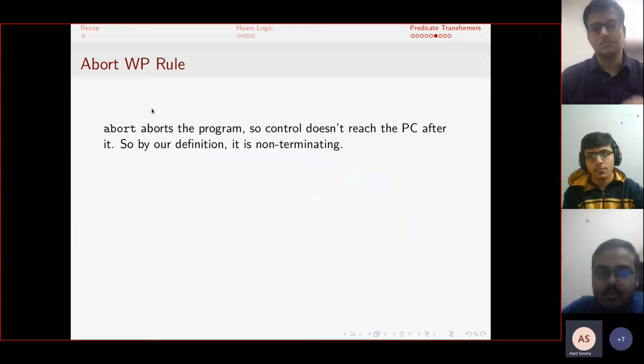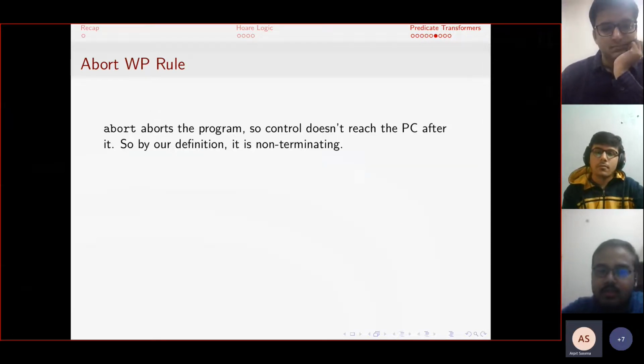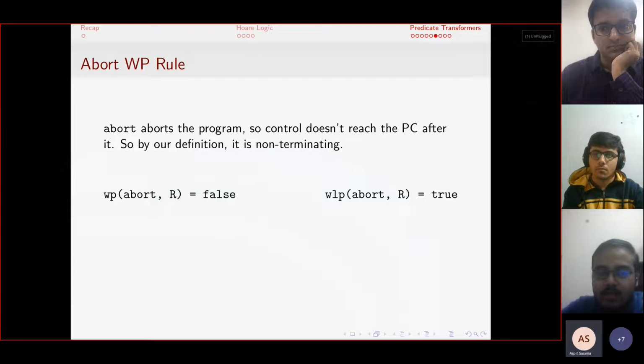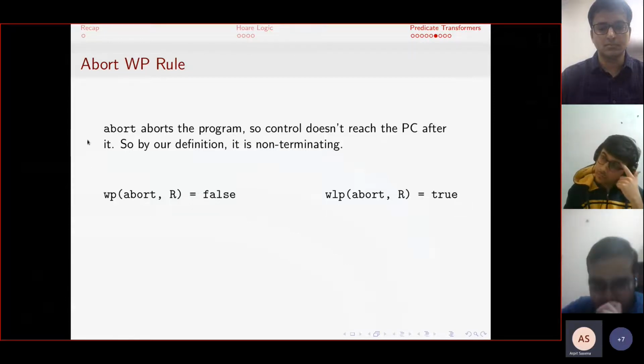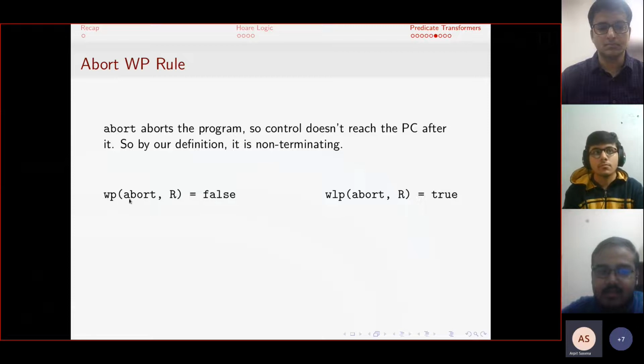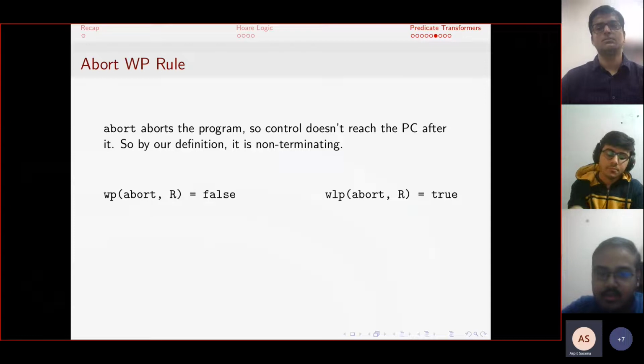Now we look at the abort rule. What is abort? Abort aborts the program, so control doesn't reach the PC after it. By definition it is non-terminating. So the weakest precondition of abort with the postcondition R is false, while the weakest liberal precondition is true. This is because abort doesn't terminate. For WP, we'll have some precondition implies that abort terminates and R holds, but abort terminating is false, so the precondition implies false, so that has to be false. But for WLP, it says that if abort terminates, then R holds. Since abort doesn't terminate, that implication is always true, so the weakest liberal precondition there is true.